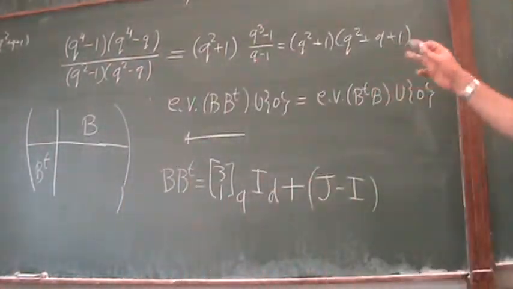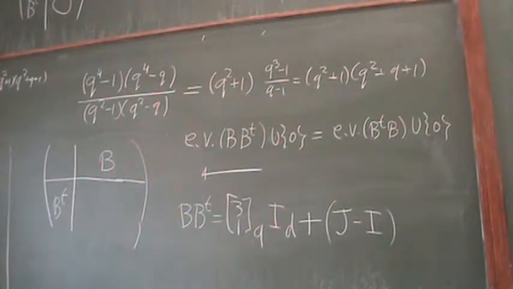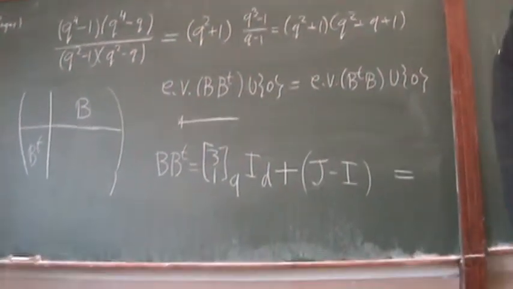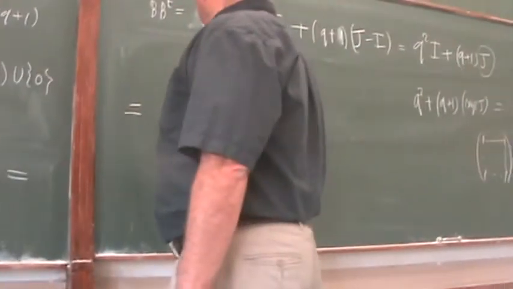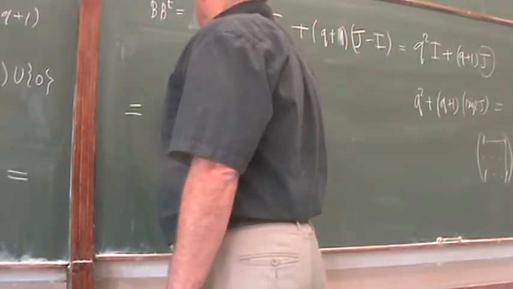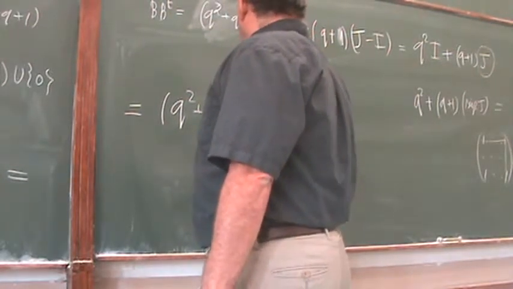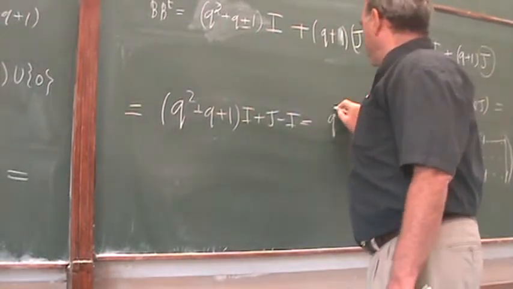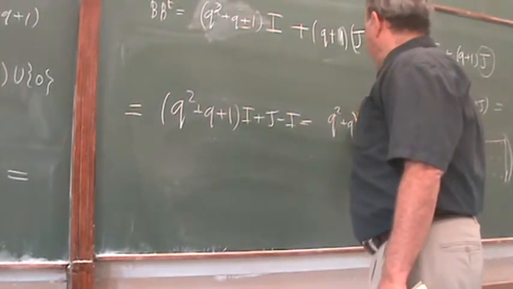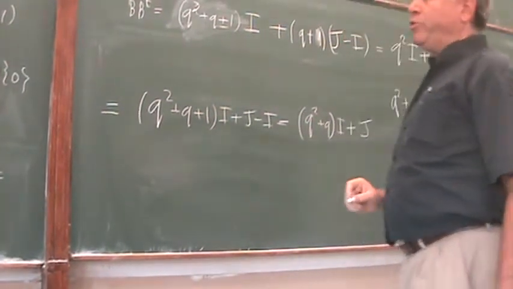Okay, good. That's easy. So let's write it down. So this is equal, I'm continuing here. So this is q squared plus q plus 1 times I plus J minus I. So this is q squared plus q times I plus J. And again, what are the eigenvalues?